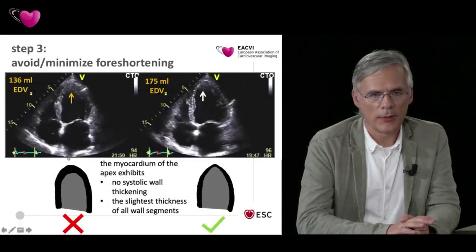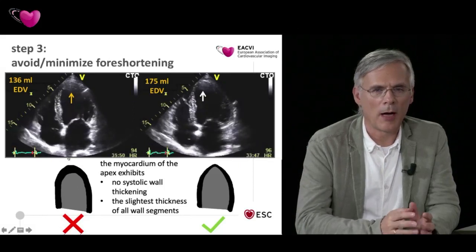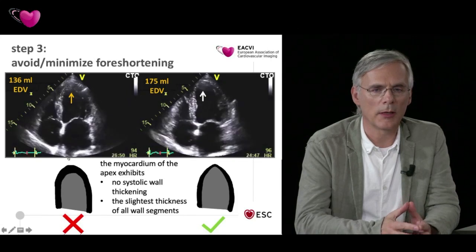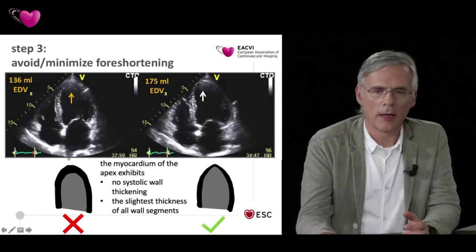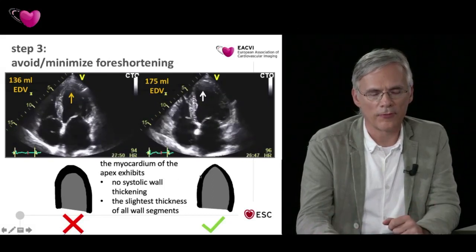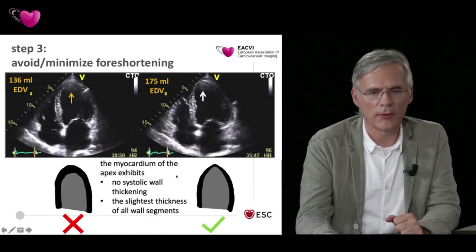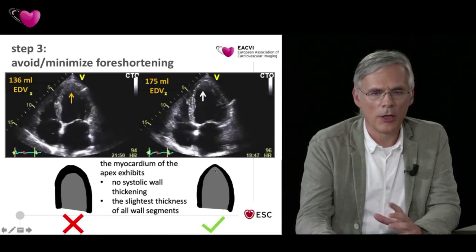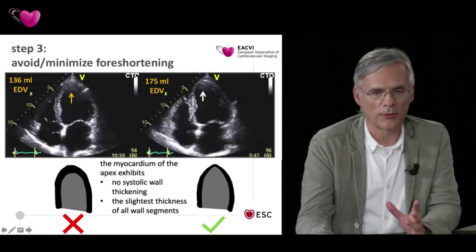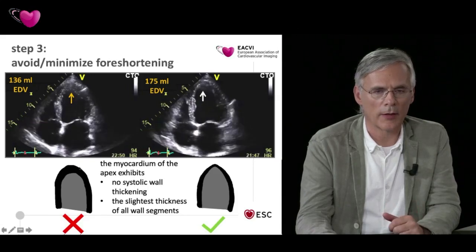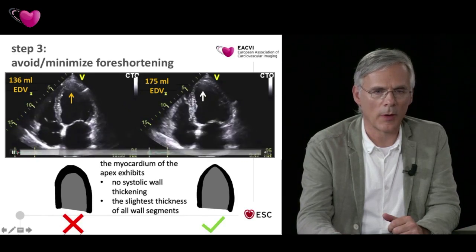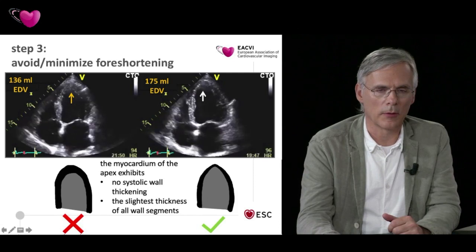So the third step is that we have to optimize our scan plane, and it is really important that we avoid foreshortening. The criteria of an unforeshortened view, judged only by the form of the left ventricle, not by measuring any dimensions, is that the apical segment exhibits almost no systolic thickening, and that it shows the slightest thickness of all wall segments. Compared to this one, here there is a wall thickening, and it is quite as thick as the septum.